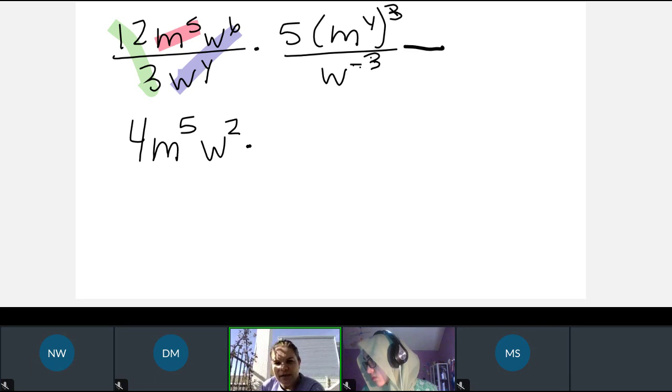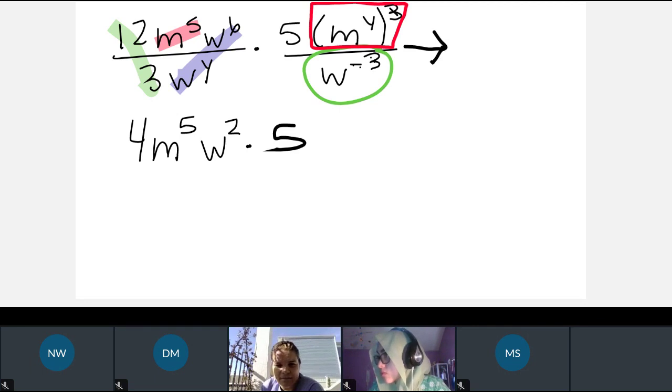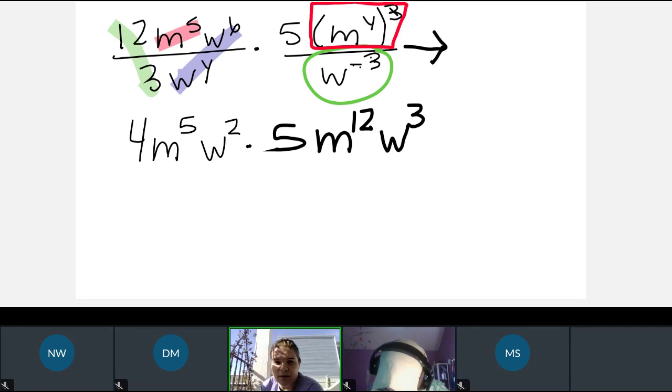Now, on the right-hand side, I have to handle this negative 3 and this m to the 4th. It's the only thing, but m to the 4th is being raised to the 3rd power. So let's go ahead and rewrite that. So that would be 5 m to the 12th, w. Now it becomes positive 3 because I moved it from the bottom to the top.